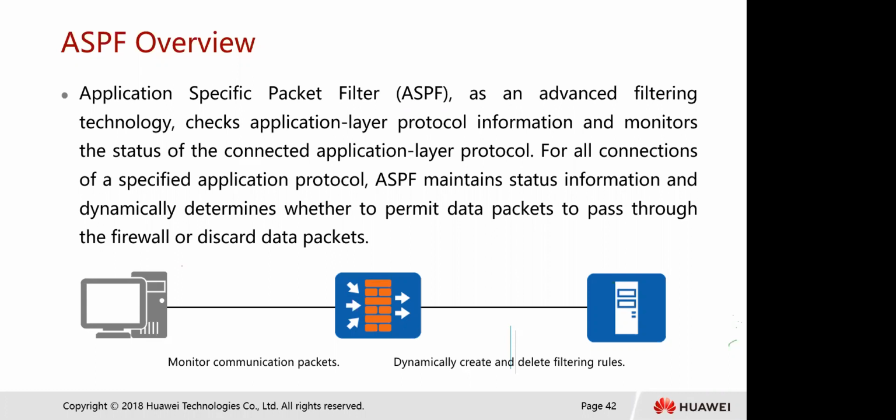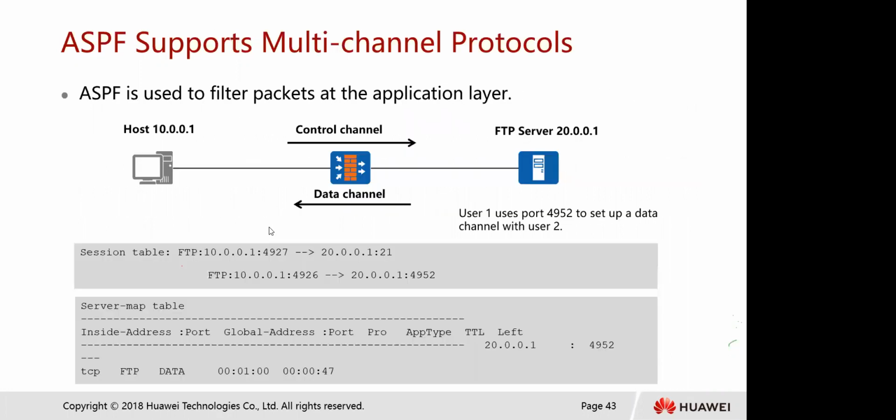It helps us to monitor the ports used by each application connection, and also opens an appropriate path to permit the data in a session and closes this path at the end of the session. This way the firewall can control the access of applications using dynamic ports. So that way, we have already seen that ASPF supports multi-channel protocols. It is used to filter packets at the application layer, right?